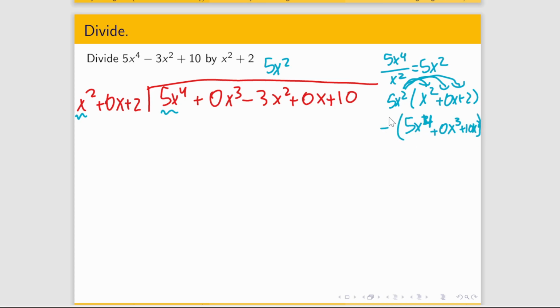And then we distribute the subtraction. Sorry, I am just misspeaking all over today. Negative 5x to the fourth. Negative times positive 0, although for 0 the sign doesn't matter, negative x cubed. Negative times positive 10x squared, negative 10x squared. So I'm going to minus 5x to the fourth minus no x cubes minus 10x squared.